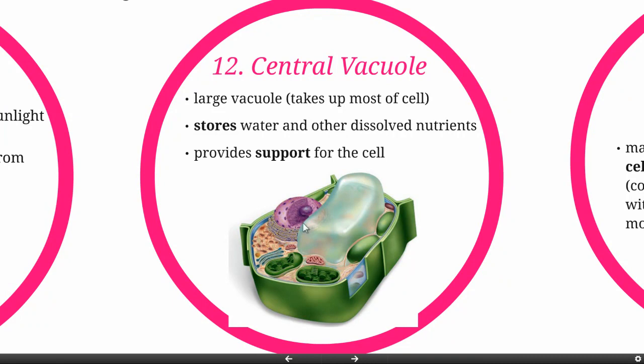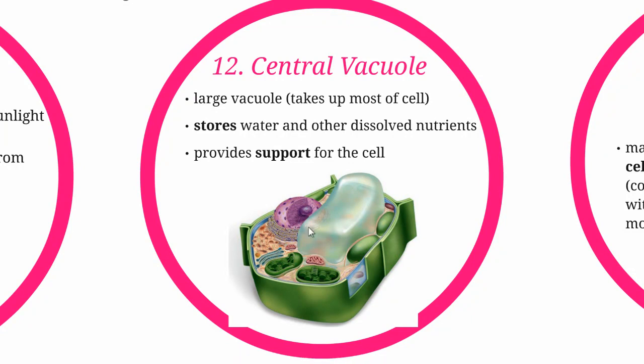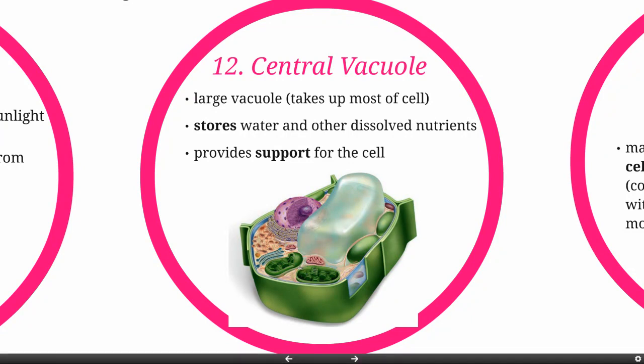It turns out that when this is full of water, it actually provides physical support for the cell. Plants don't have skeletons the way we do to provide structure. Part of having this central vacuole full of water is to provide support for the stem and the leaf so that it can stand up.